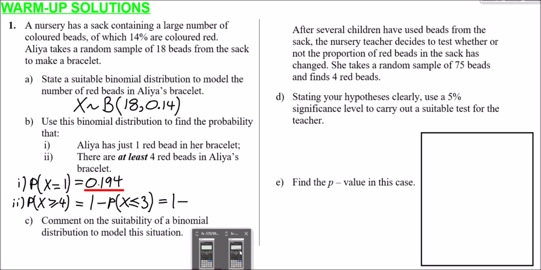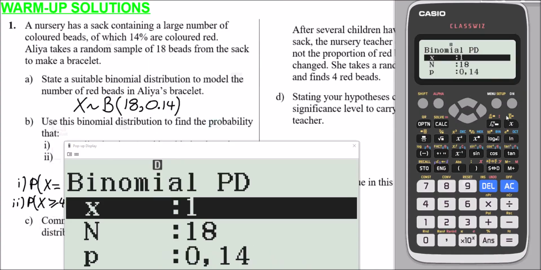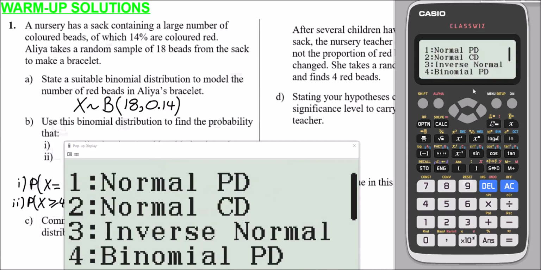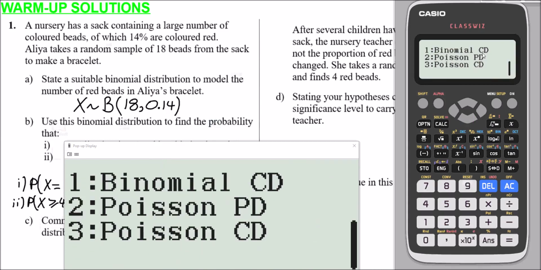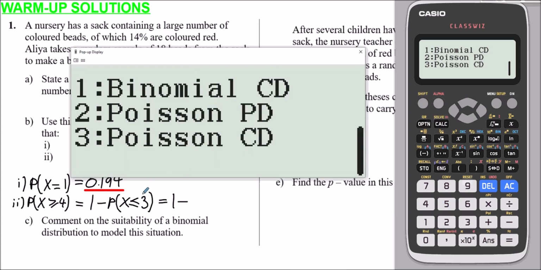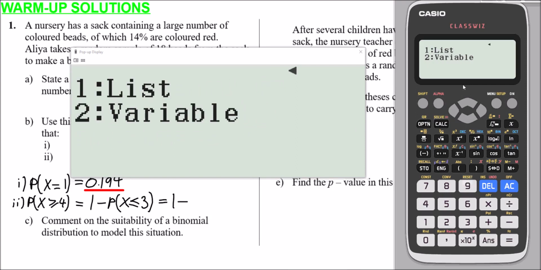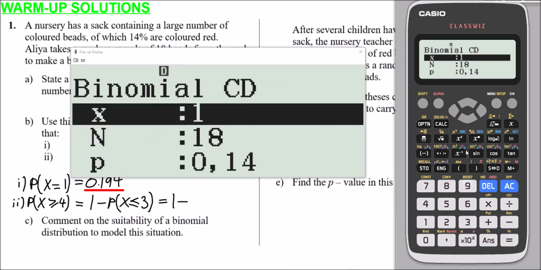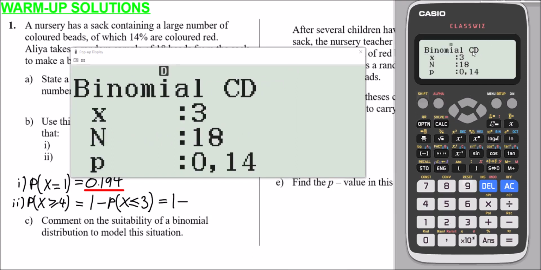We can go back to the calculator, but this time we can change from it being binomial PD to binomial CD, which is the cumulative binomial distribution, because after a range of values all the way up to and including 3 is what we're working out. So press 2 for variable. So what's the chance of getting 3 out of 18 or fewer if the p-value of just getting one of them is 0.14? Press equals.